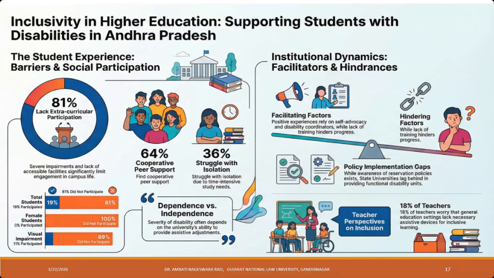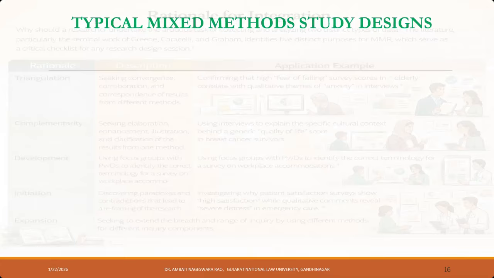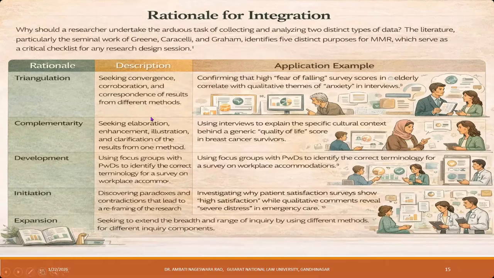Now here, if I apply my research study, I can see triangulation. I have used different data sources. I have used focus group discussion with the peer group members. I have used a survey with the university management. I have used a semi-structured tool with the teachers. I have used in-depth interviews with the students with disabilities. Triangulation one can see from different types of data, different sources of data collection methods, right? Different types of quantitative and qualitative methods.